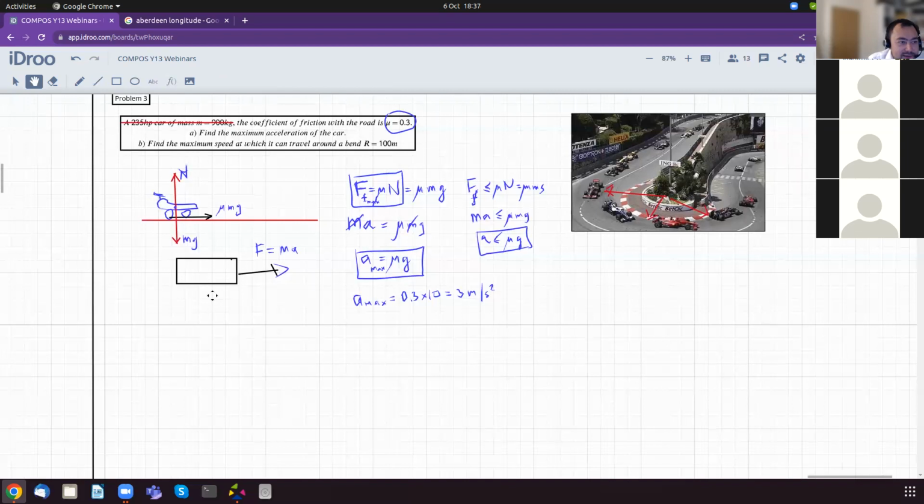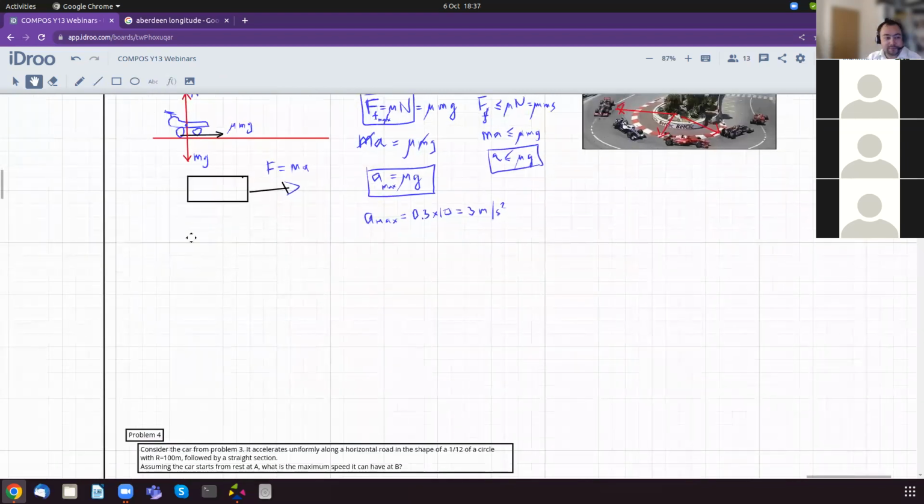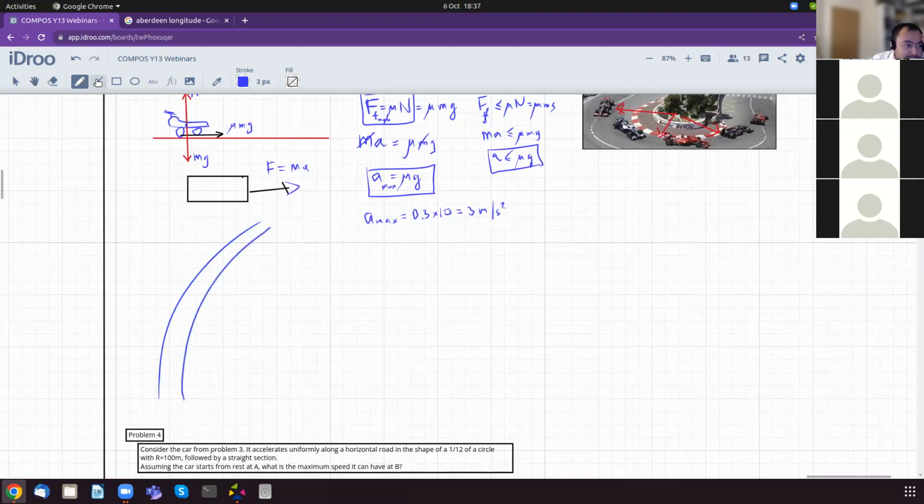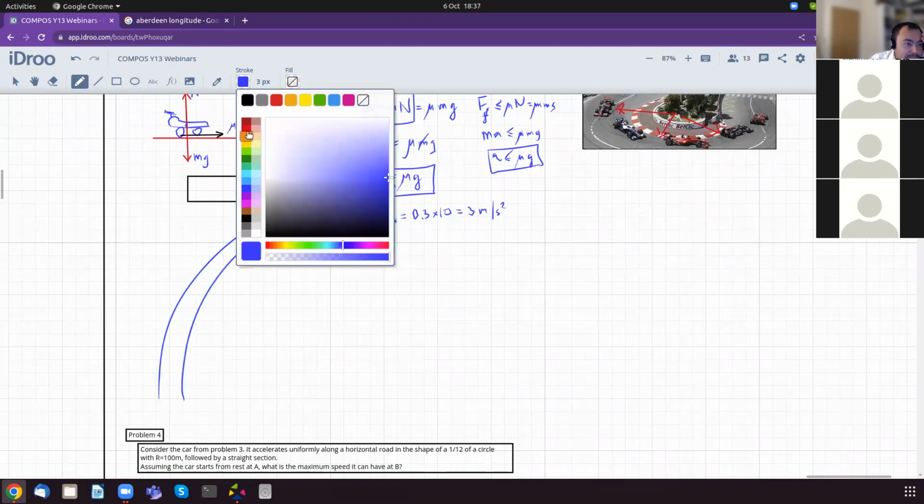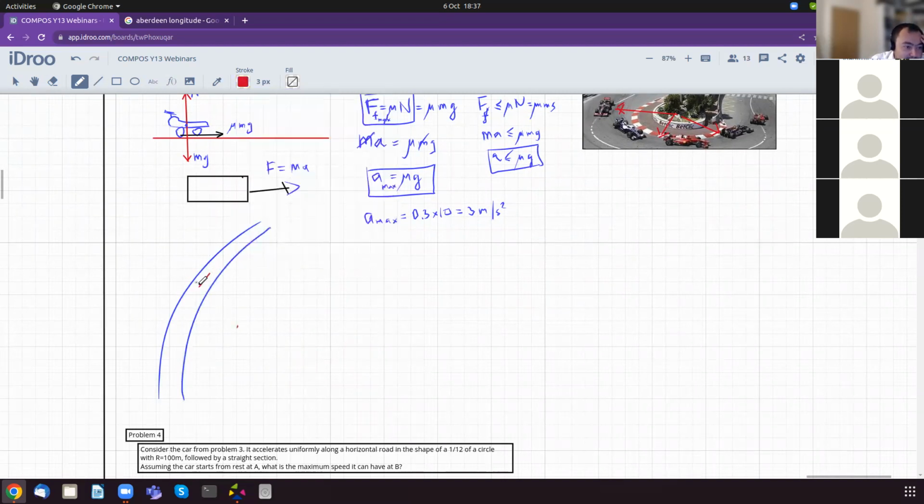And once again, in a bend, you're limited by the friction, because if you don't have enough friction, the car won't turn. So assuming you're moving with constant speed around a bend, so this is your car. We are looking at the car from the top. Not very good at drawing cars from the top either. Anyways, here's a car and it's traveling this way. And it is accelerating towards the center. So the acceleration is that way.